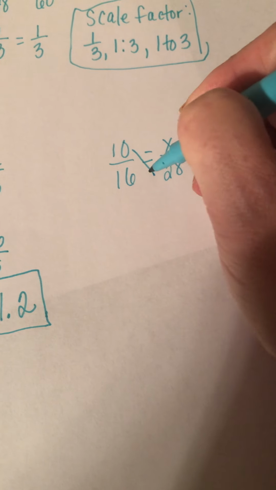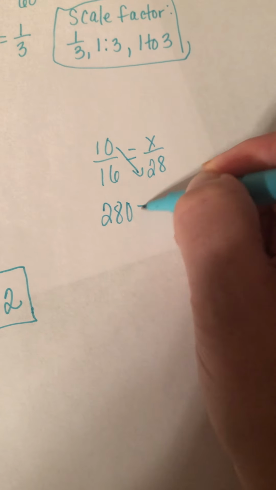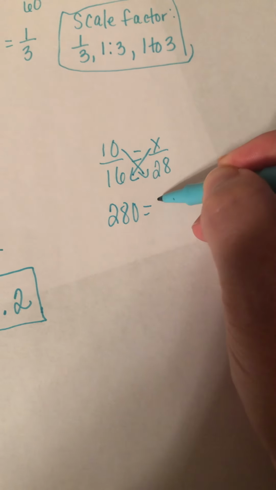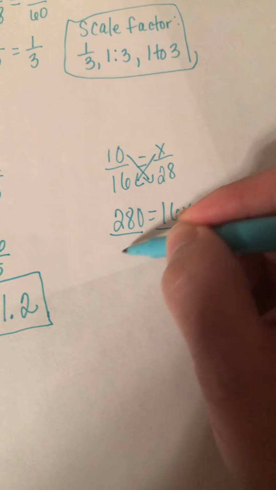Let's use this and do a cross product. We have 10 times 28, that's going to be 280, and then we have 16 times X, which is 16X. To solve, we're going to divide both sides by 16.